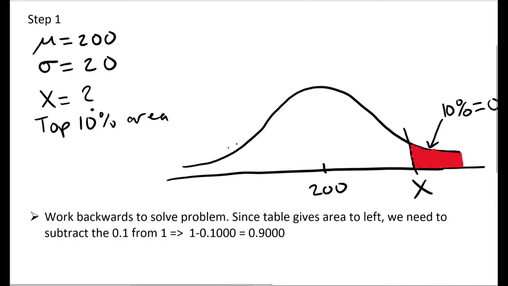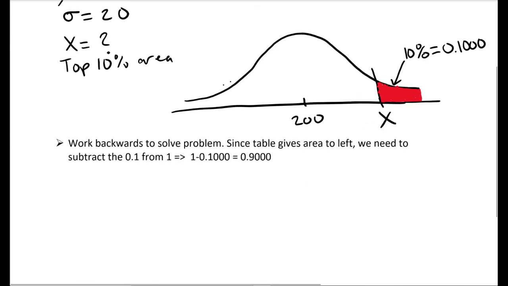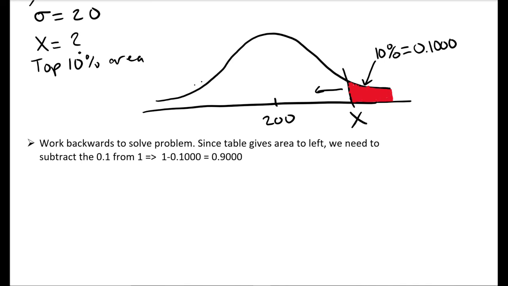So now step two, we want to work backwards to solve the problem. Since the table gives you the area to the left, we want to find the area on the right side, which we know is 0.10, then we need to subtract: 1 minus the area that we have. So we're going to do 1 minus the 10%, and that gives us 90%. So now we know that the area on the left side is 90%, which is the same thing as 0.9000, and then we can look this up on the table.